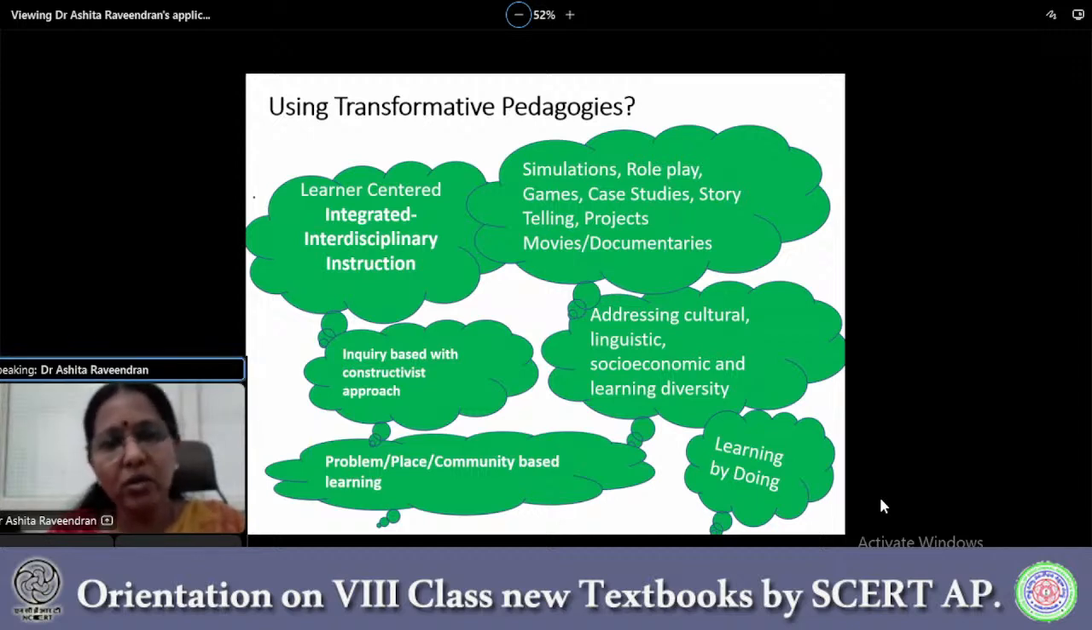But I'm sure that many of you will be aware of these types of pedagogies, even though only a few of you will be using them in the classroom. But it's very important for us to use these types of pedagogies in the classroom because this enhances competency-based learning.